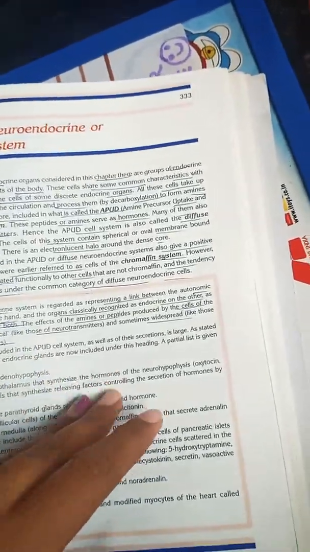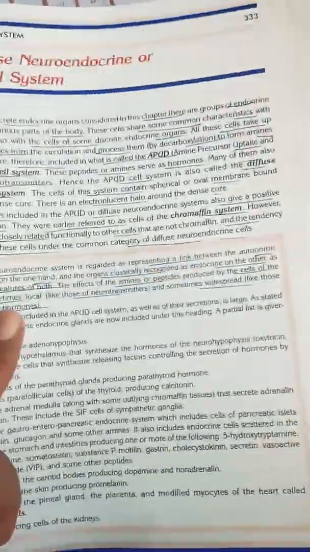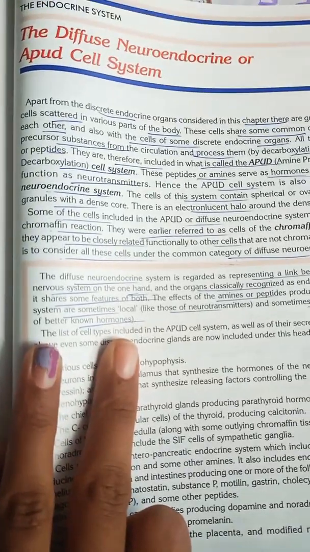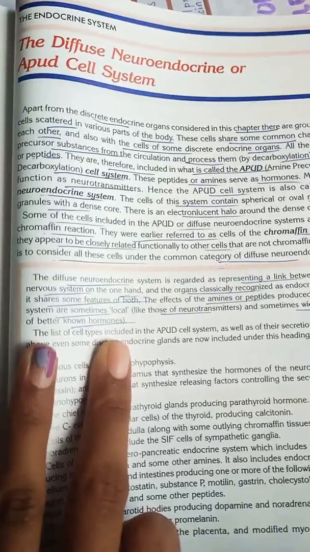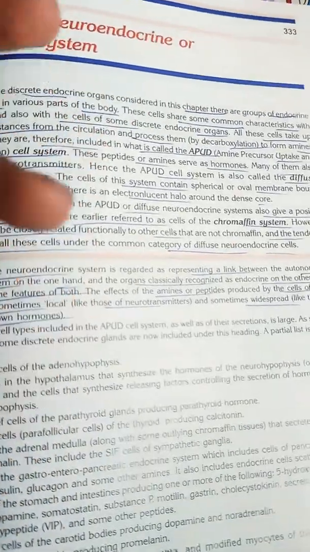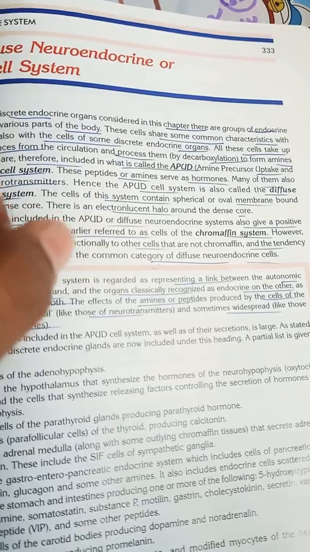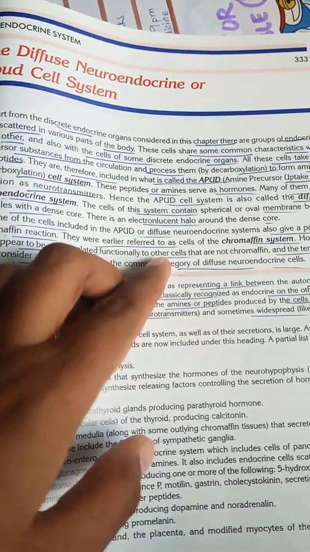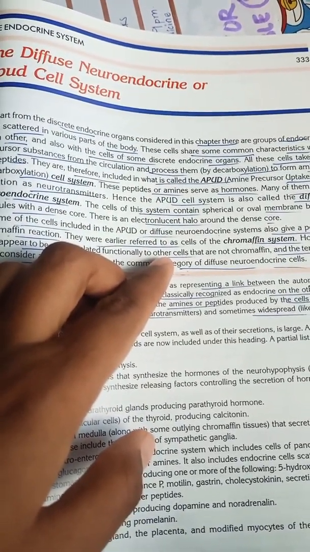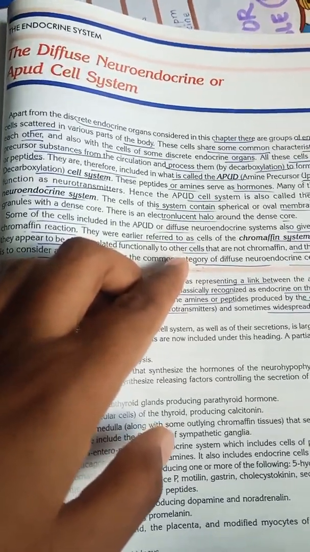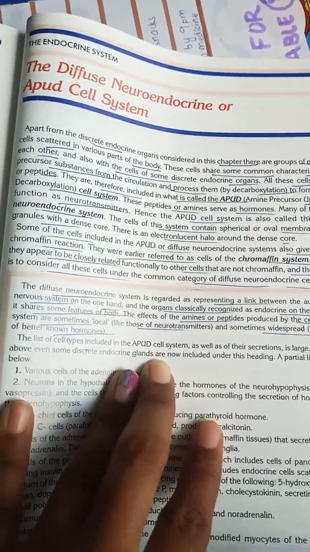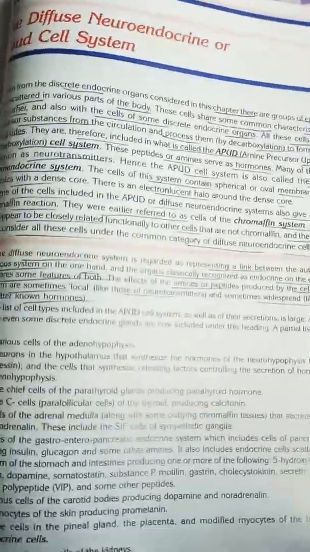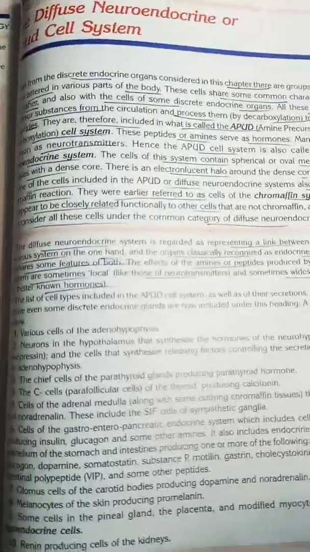The last topic is the diffuse neuroendocrine or APUD cell system. What is this? Apart from discrete endocrine organs, it is considered to be a group of endocrine cells scattered in various parts of the body, present all over the body, and they share common characteristics with each other and also with the cells of some discrete endocrine organs. The cells take up a precursor substance from the circulation and process it by decarboxylation to form amines or peptides, and therefore are included in the system known as APUD, that is amine precursor uptake and decarboxylation cell system.